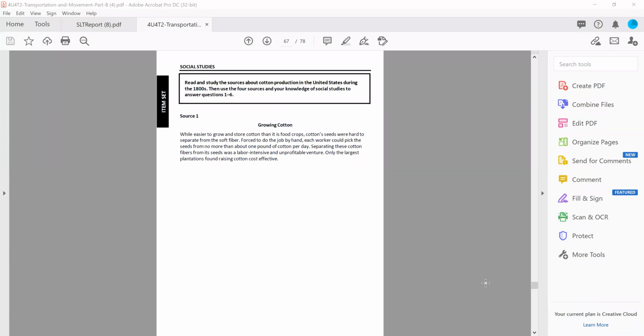Okay, guys. Source one for this quiz, growing cotton. While it was easier to grow and store cotton than food crops, cotton seeds were hard to separate from the soft fiber. Forced to do the job by hand, each worker could pick the seeds from no more than about 1 pound of cotton per day. Separating these cotton fibers from its seeds was a labor-intensive and unprofitable venture. Only the largest plantations found raising cotton cost-effective.